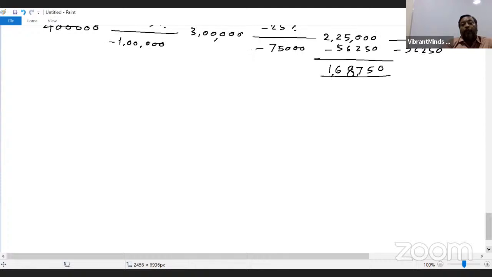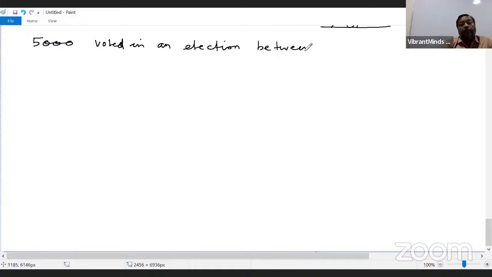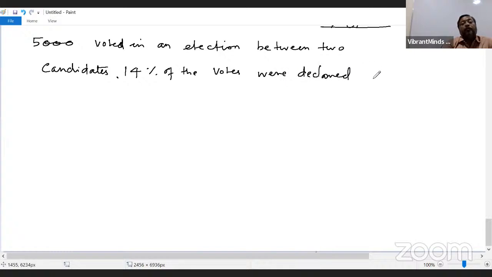Again, go to the next question, and it says 5,000 voted in an election between two candidates. 14% of the votes were declared invalid.